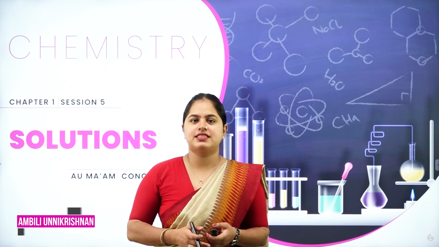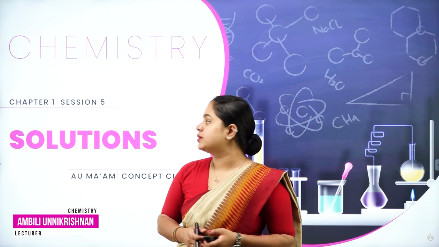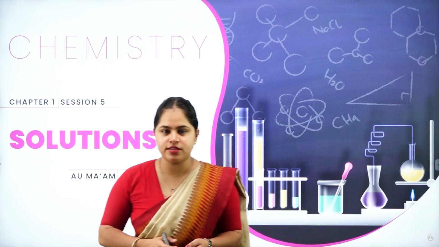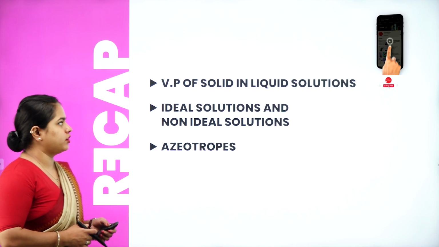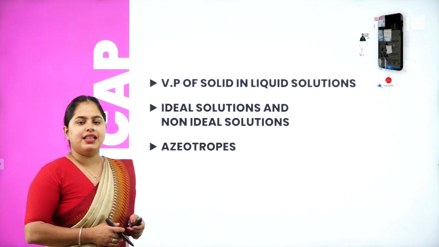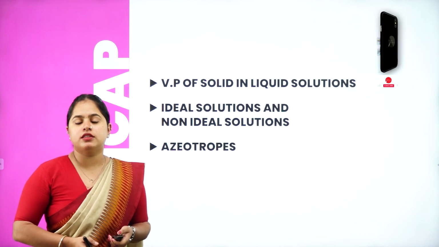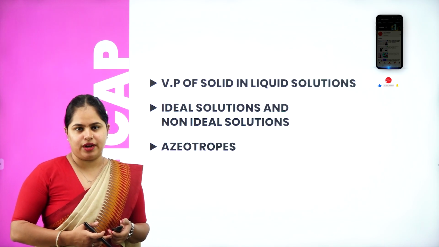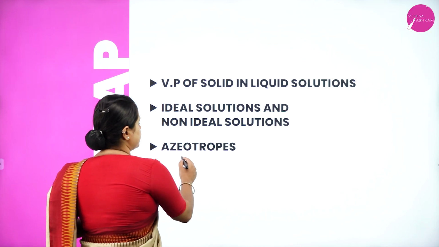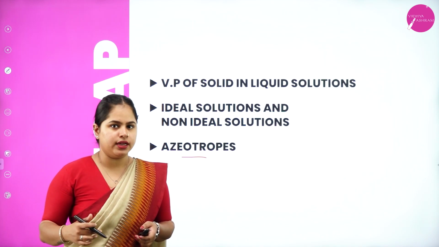Hello everyone, this is Ambli Unnikrishnan from the Department of Chemistry. So today I am back with session 5 of the chapter solutions. So in the last session we started off with the vapor pressure of solid in liquid solution, and then we discussed what are ideal and non-ideal solutions, and non-ideal solutions having positive and negative deviation as well, right? And then we discussed what are azeotropes and what are minimum boiling azeotropes and maximum boiling azeotropes.